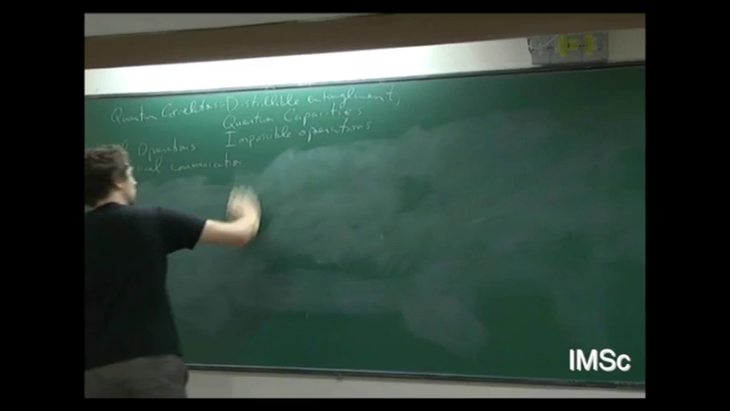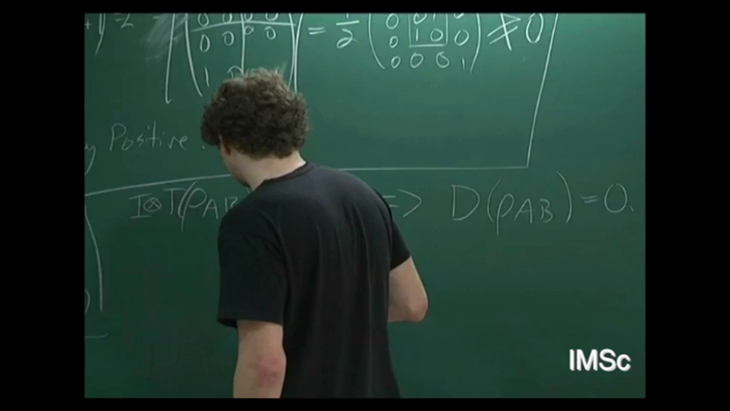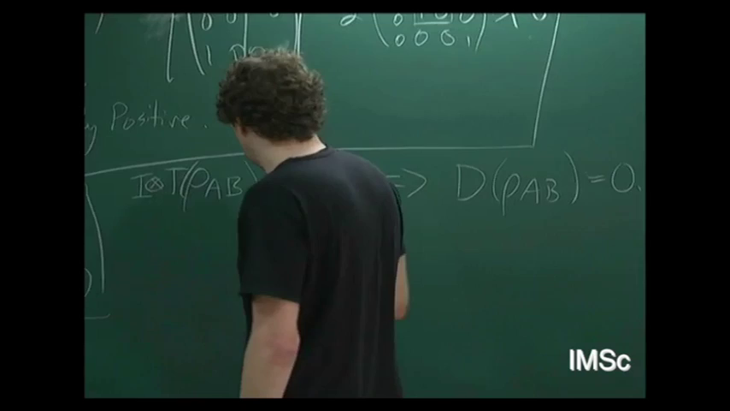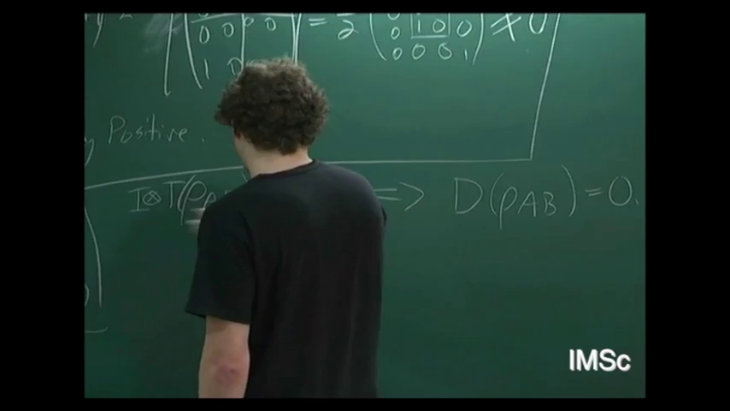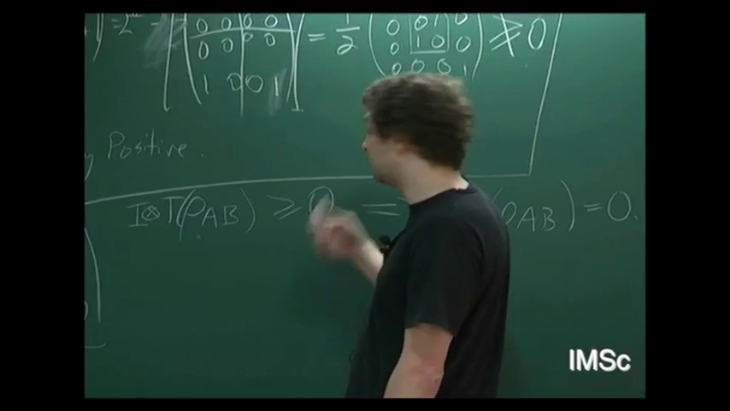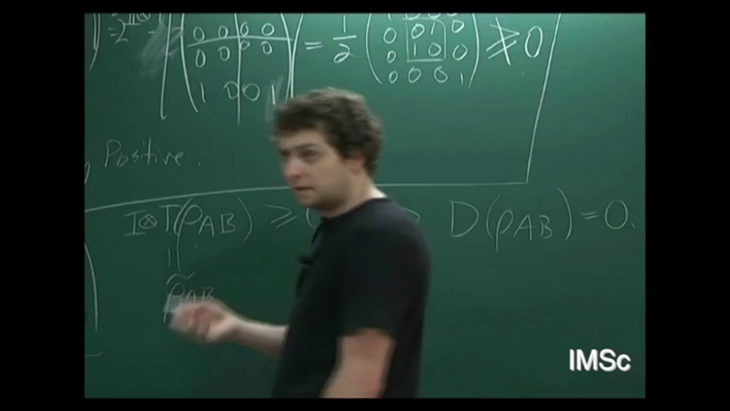Oh, one thing I should just mention. Let's say we have a state that has positive partial transpose. This partial transpose operation preserves the trace of the state, meaning that since this rho AB has trace 1, so does the partial transpose of rho AB. And since the partial transpose is also positive semi-definite, it's positive semi-definite with trace 1. So this is going to be some potentially different physical state. We'll use that a little bit later.